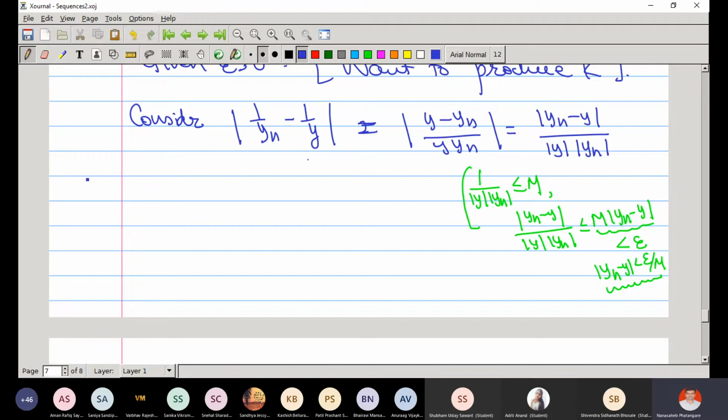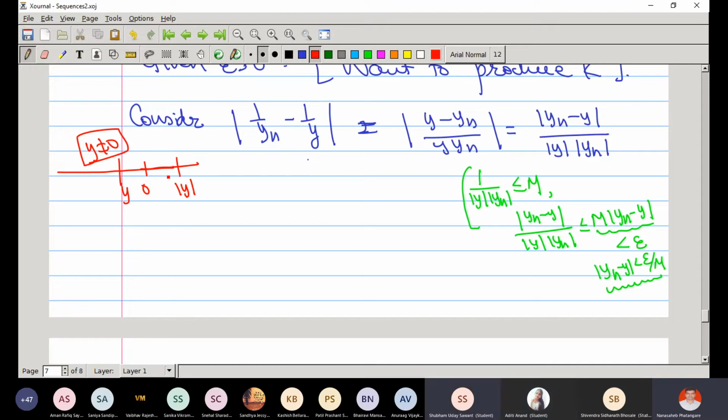So, okay, I will give you a hint. What is the hint? And then you can see the proof. Suppose the limit of yn is y. I don't know whether yn is positive or negative. Suppose y is negative or positive, we don't know. Suppose y is negative, but certainly the absolute value of y is positive, whatever y is, and we are assuming that y is non-zero. This is our basic assumption. Correct?